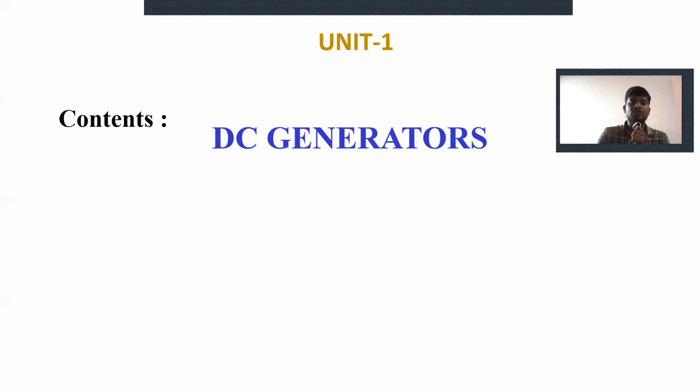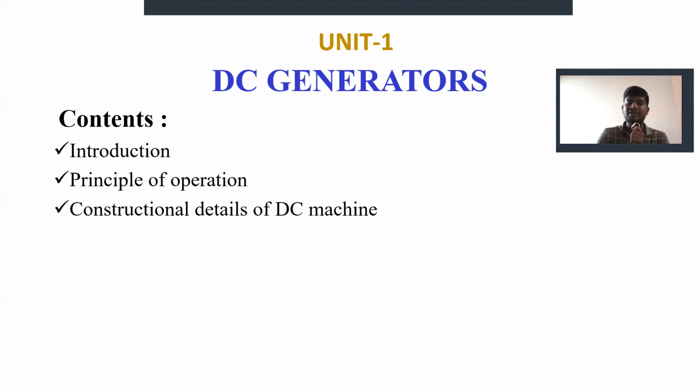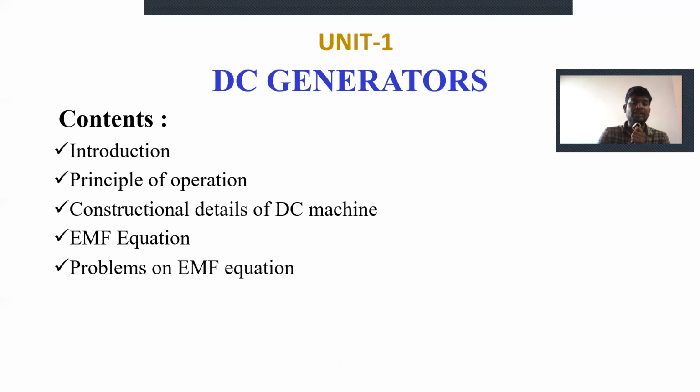So let us go to electrical technology, unit number 1, that is the DC generators. The DC generators consist of introduction of the DC generator, principle of operation of the DC generator, constructional details of the DC machine, EMF equation of the DC generator, and problems on EMF equation. In this lecture, I will explain only the introduction and principle of operation of the DC generator.